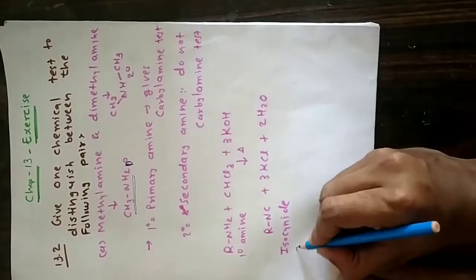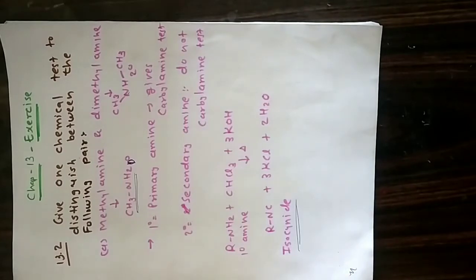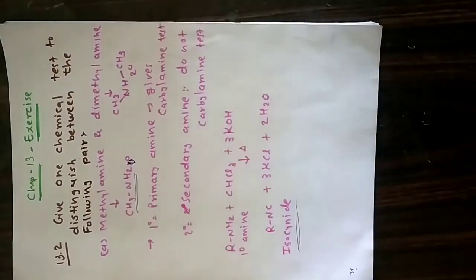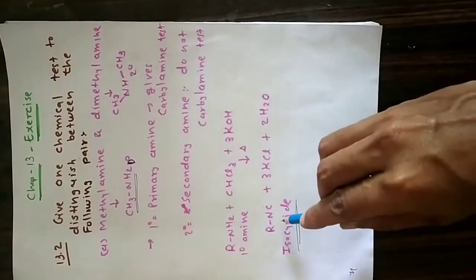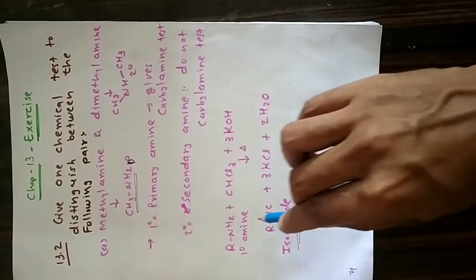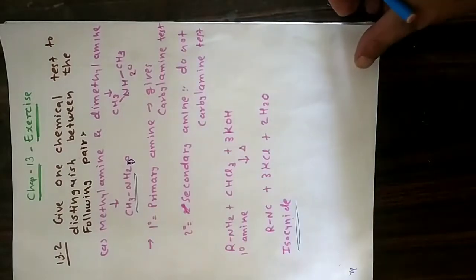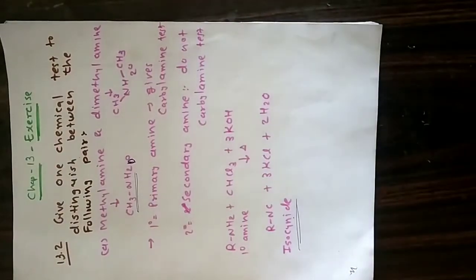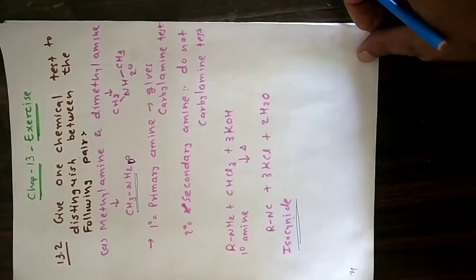Now this isocyanide has a very bad smell. I told you that in theory also. So by this reaction we can identify which one is our primary amine and which one is secondary amine. If the substance gives the reaction and it has a bad smell, then it is our primary amine, and the second one is our secondary amine. So by this test we can separate primary amine and secondary amine. Carbylamine test.